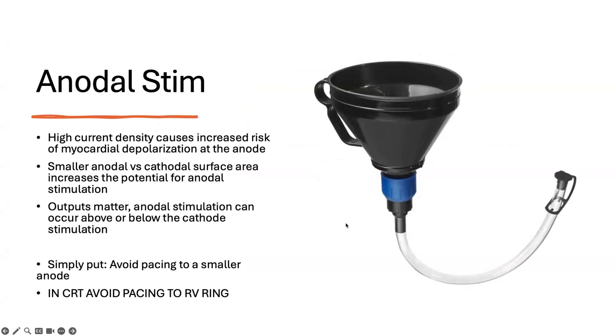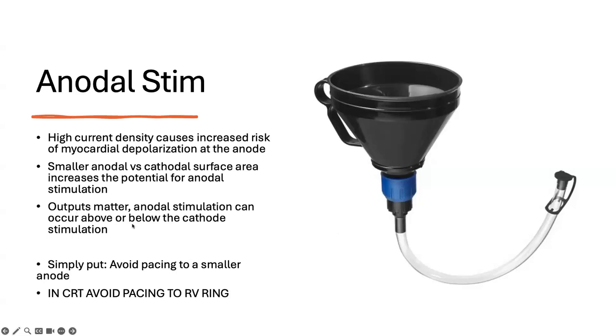Never mind. Okay, so anodal capture is one thing that I wanted to chat about. Basically what can happen is when you're pacing, you can have a buildup of polarization on the anodal electrode. And what can happen is you can actually start causing capture at the anode. So you tend to see this more when you have, say, for example, a larger cathode and a smaller anode. You have this siphoning or funneling effect, and you end up with a buildup of polarization. And as a result, you may think you're capturing at the cathode. You may very well be capturing at the cathode, but you could be capturing at the anode as well.